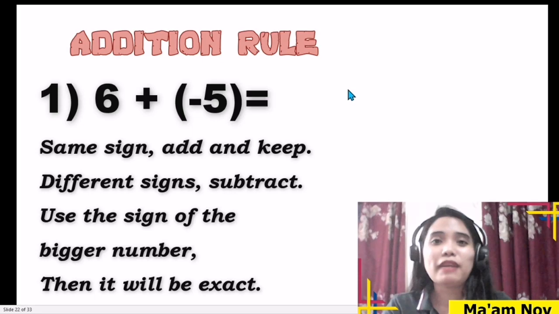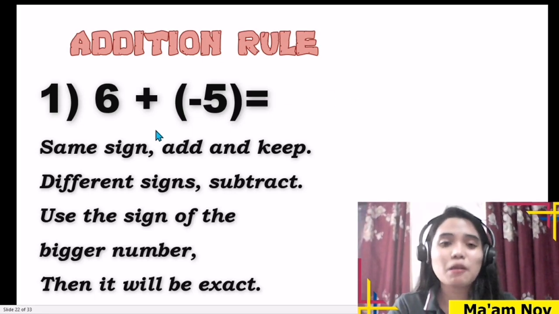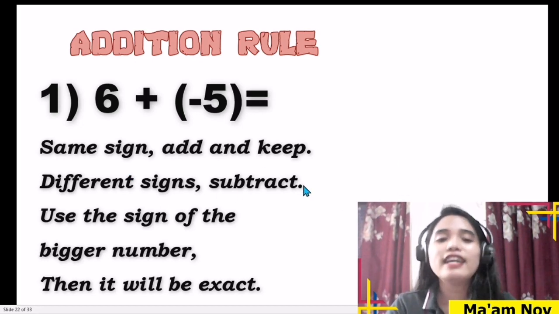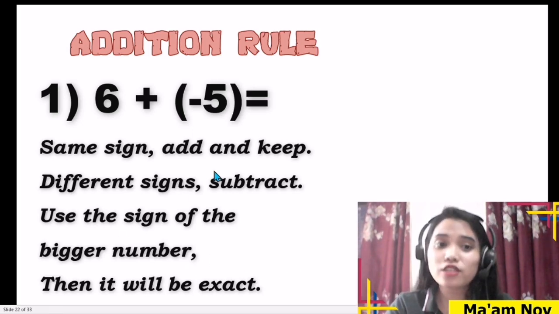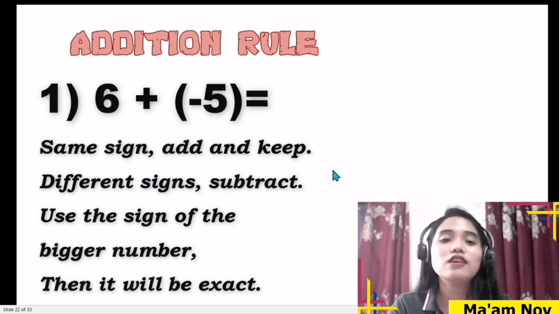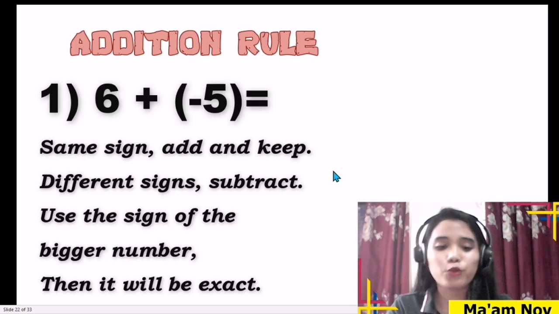So, balik tayo sa number 1. 6 plus negative 5. Let's apply the addition rule. So, this is the addition rule, but pwede rin itong kantahin para hindi nyo malimutan ano. What if we will just sing this? Okay? So, you can sing it because we have the lyrics here. So, this is to the tune of Row, Row, Row Your Boat.